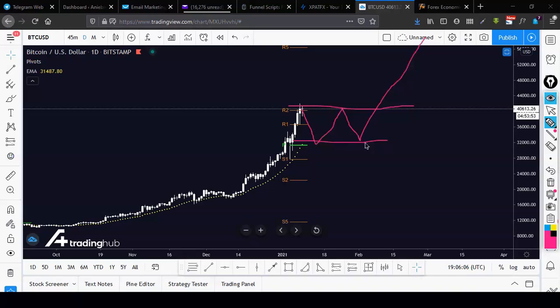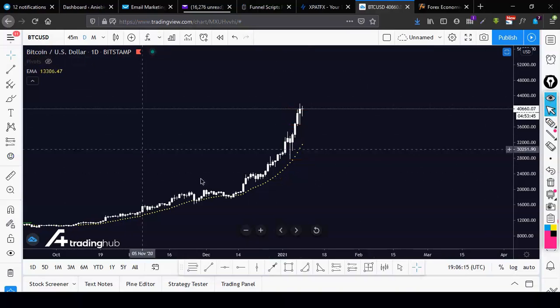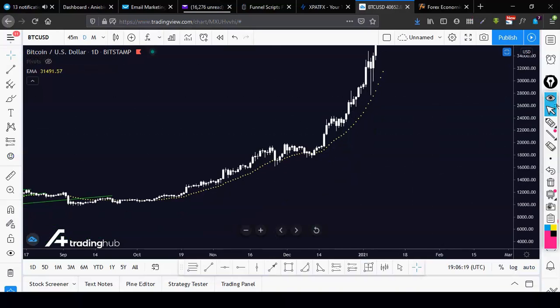I want to see this. If I see this, I can now buy again. Now, I'm not just saying this for saying's sake. It has happened in the past, price doing such a corrective move.